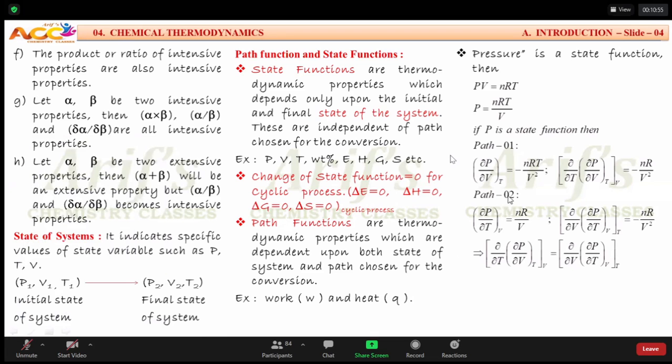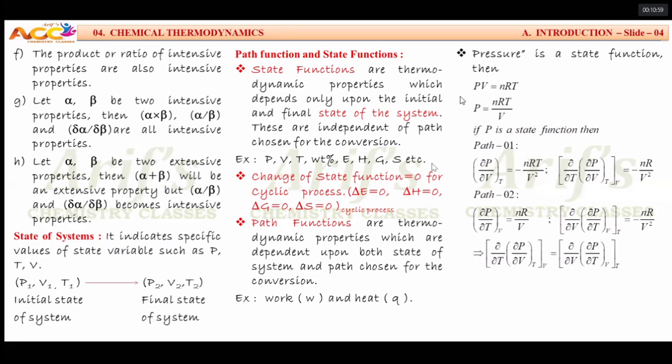if pressure is a state function, then what we say, is it audible, Abrar? Okay, there is some problem here. Okay, go ahead. If you are taking different paths, what is the meaning of path?